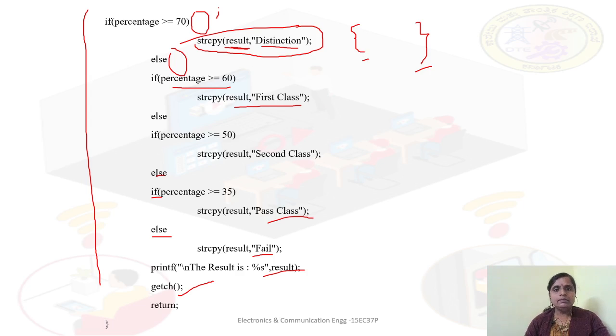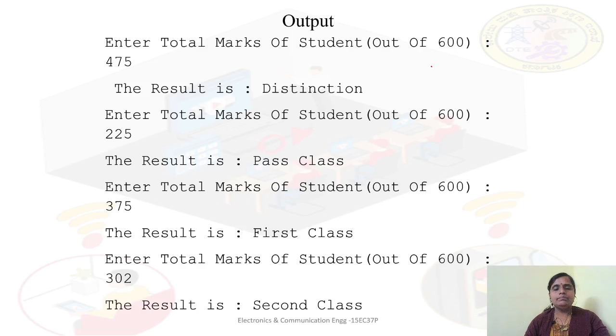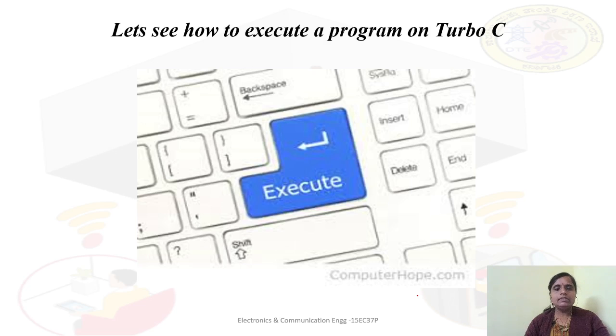I hope the program is clear. Now we will go for some examples which I have taken. If I enter the total marks to be 475, then the result is calculated to be distinction. Another example: if I enter the marks to be 225, then it is first class. If it is 375, then our calculation comes out to be first class. If it is 302, then our calculation comes to be second class. So these are some simple examples I have taken to cover all the types of result declaration. Then next we'll go for the execution of the program using our Turbo.